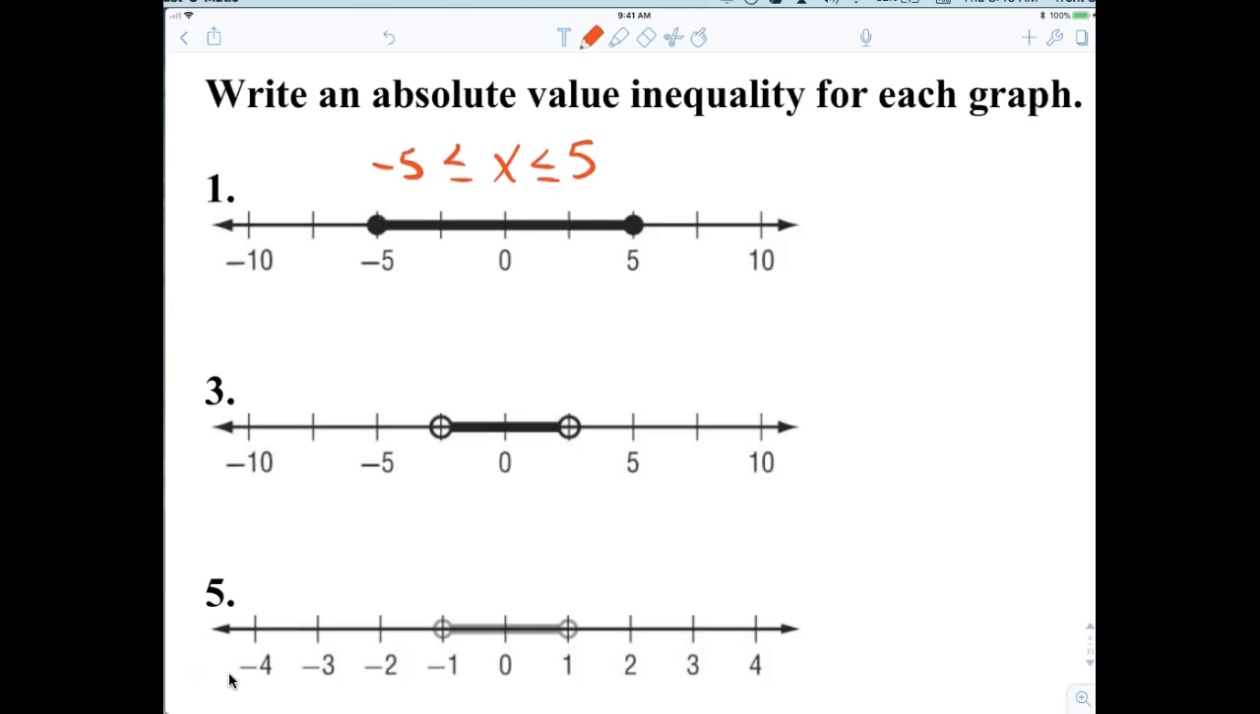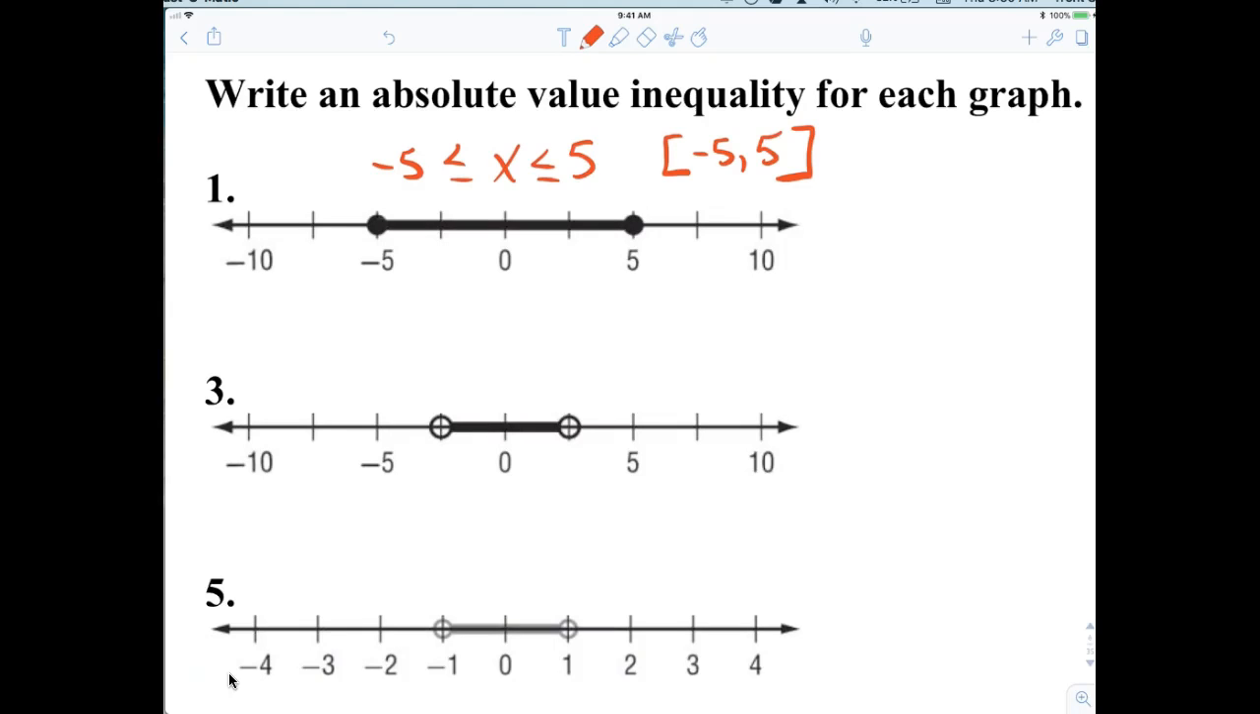Now, also, I want you to write the interval notation. The interval notation would be negative 5, 5. I want you to write both of those. Anybody have any questions with number 1? We're doing well.